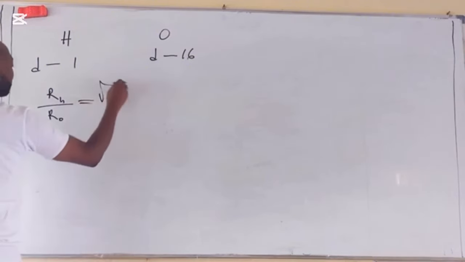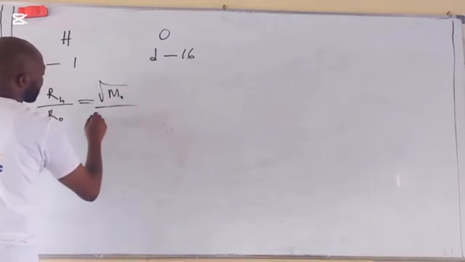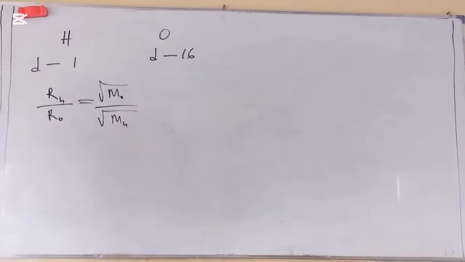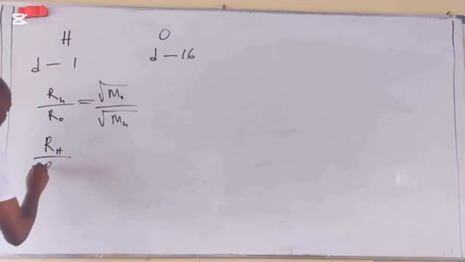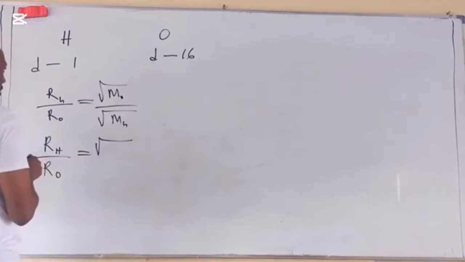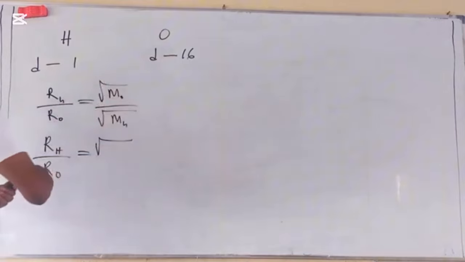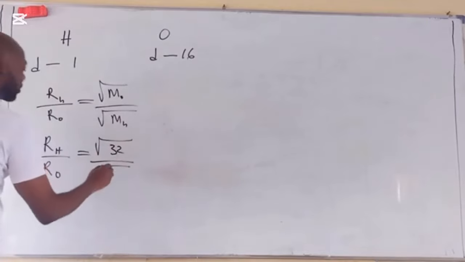R1 over R2 is equal to the root of M2 over the root of M1, M2 for oxygen, M1 for hydrogen. Okay, rate of hydrogen. Let's go back to this, guys. Rate of hydrogen over rate of oxygen is equal to the relative molecular mass of oxygen over that of hydrogen. Relative molecular mass is 2 times vapor density. 2 times 16 is 32, over hydrogen, which is just 2.